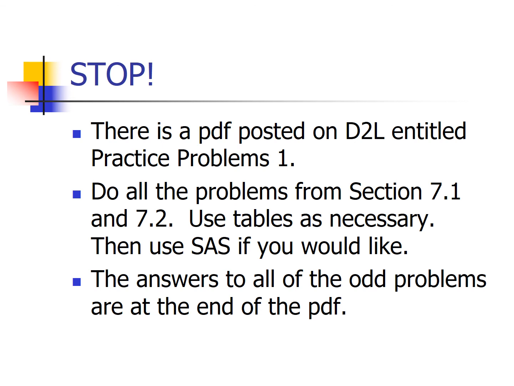So in that PDF, I want you to do the problems from sections 7.1 and section 7.2. I say use tables as necessary because some of the problems are standard score problems. You don't need tables for standard score problems, but anything that asks you for a normal probability, use the tables. And then when you think you've mastered those skill sets, well, then do them all over again using a software package, maybe SAS, maybe R, to perfect the skill of doing them in a software package.